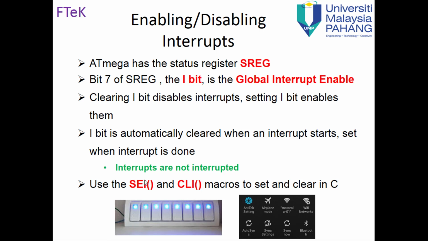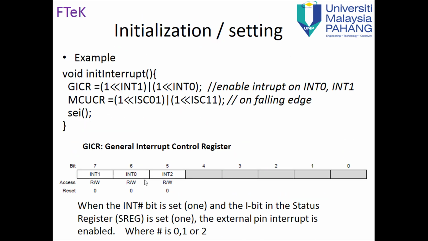The I bit is automatically cleared when the interrupt starts, and set when the interrupt is done. So it's cleared at the start and set again when done. That means there's no other interrupt during the time of the current interrupt. When the interrupt starts, it is cleared, so no more interrupts are allowed. There are special functions or macros we can use, called SEI, set interrupt, and CLI, clear interrupt. So instead of accessing the status register directly, you can use these two functions.